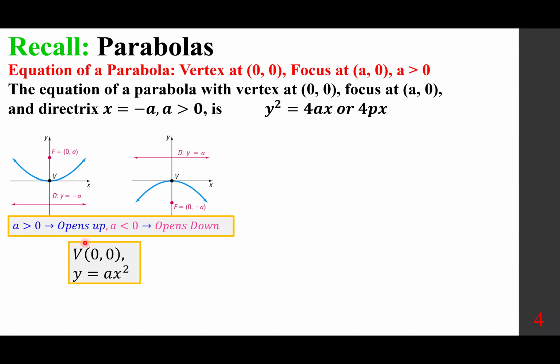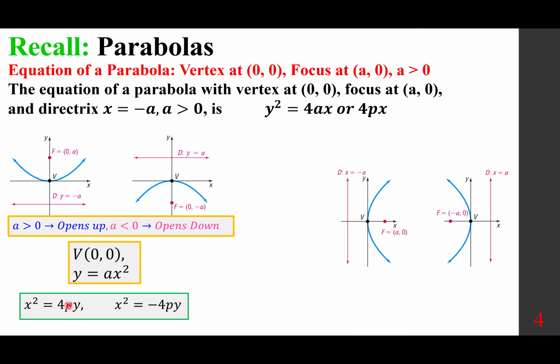When a is positive, it opens up. When a is negative, it opens down. And if you solve for x squared, it's in the form of 4py or minus 4py in this case. I like to go with p, as some texts go with a, because I want to distinguish between the a that we learned in intermediate algebra and this p, which is the focal distance.